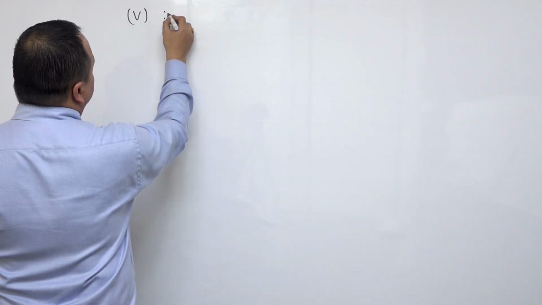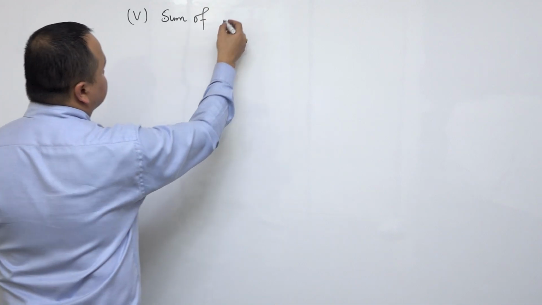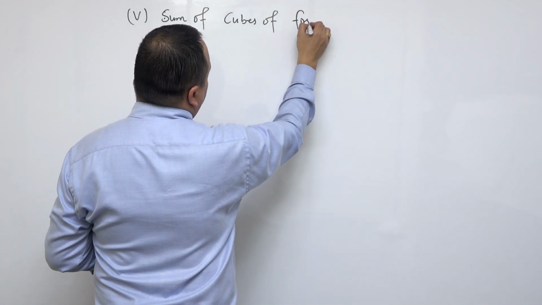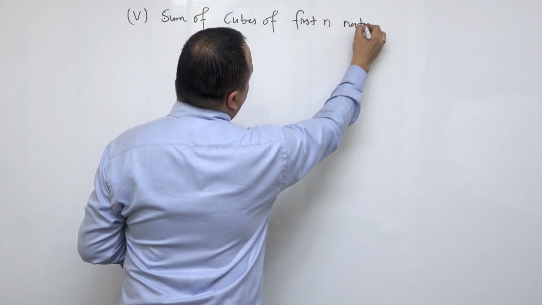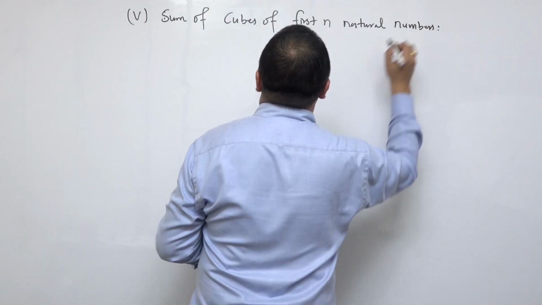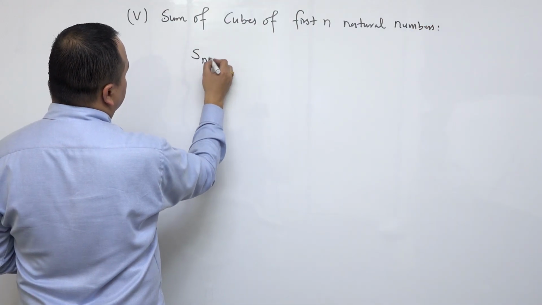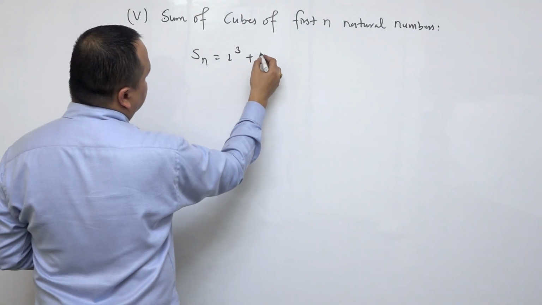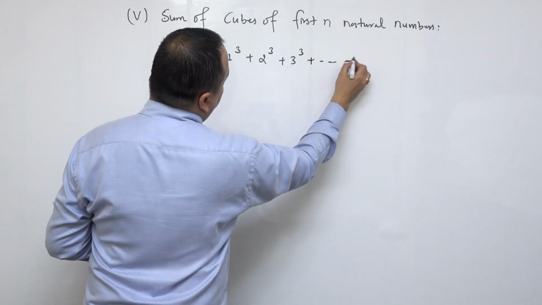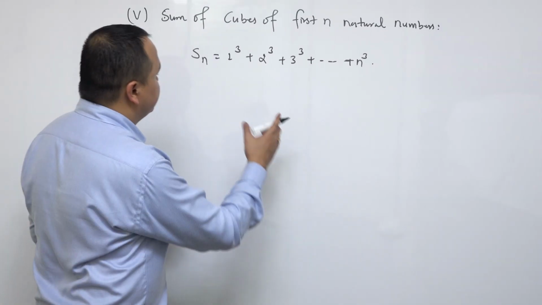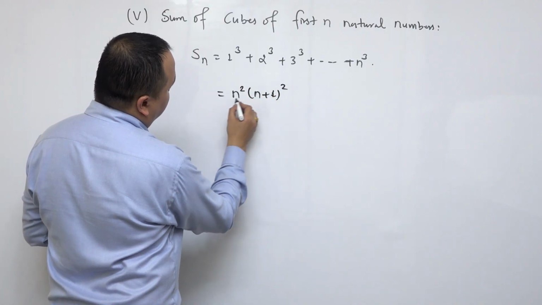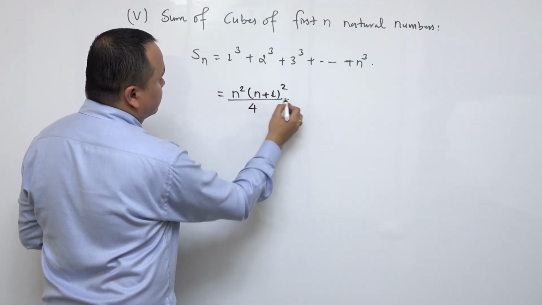we can prove that the sum of cubes of the first n natural numbers, Sn is equal to 1 cube plus 2 cube plus 3 cube plus up to n cube, and its result is n square times n plus 1 whole square divided by 4.